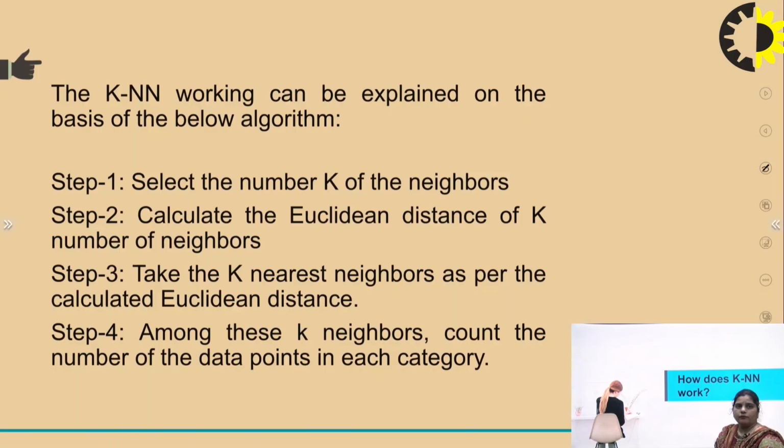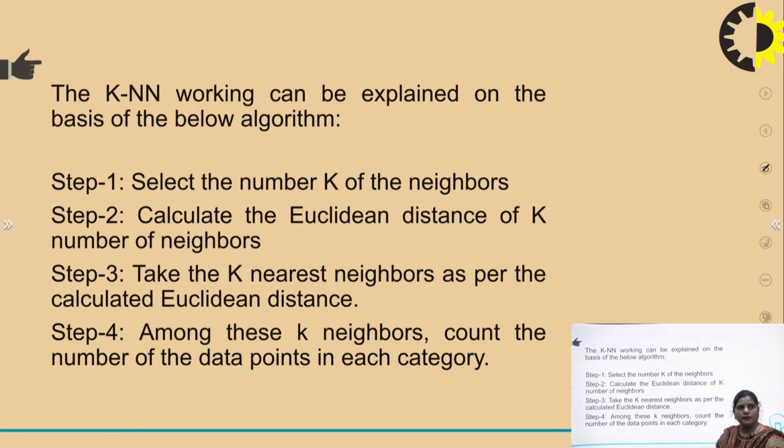Now, how does KNN work? The KNN working can be explained simply on the basis of this algorithm. In step 1, we select the number k. This is a very important point: in the KNN algorithm, the selection of k is very important. So select the number k of neighbors. Then we calculate the Euclidean distance of the neighbors. Then we take the k nearest neighbors as per the calculated Euclidean distance.